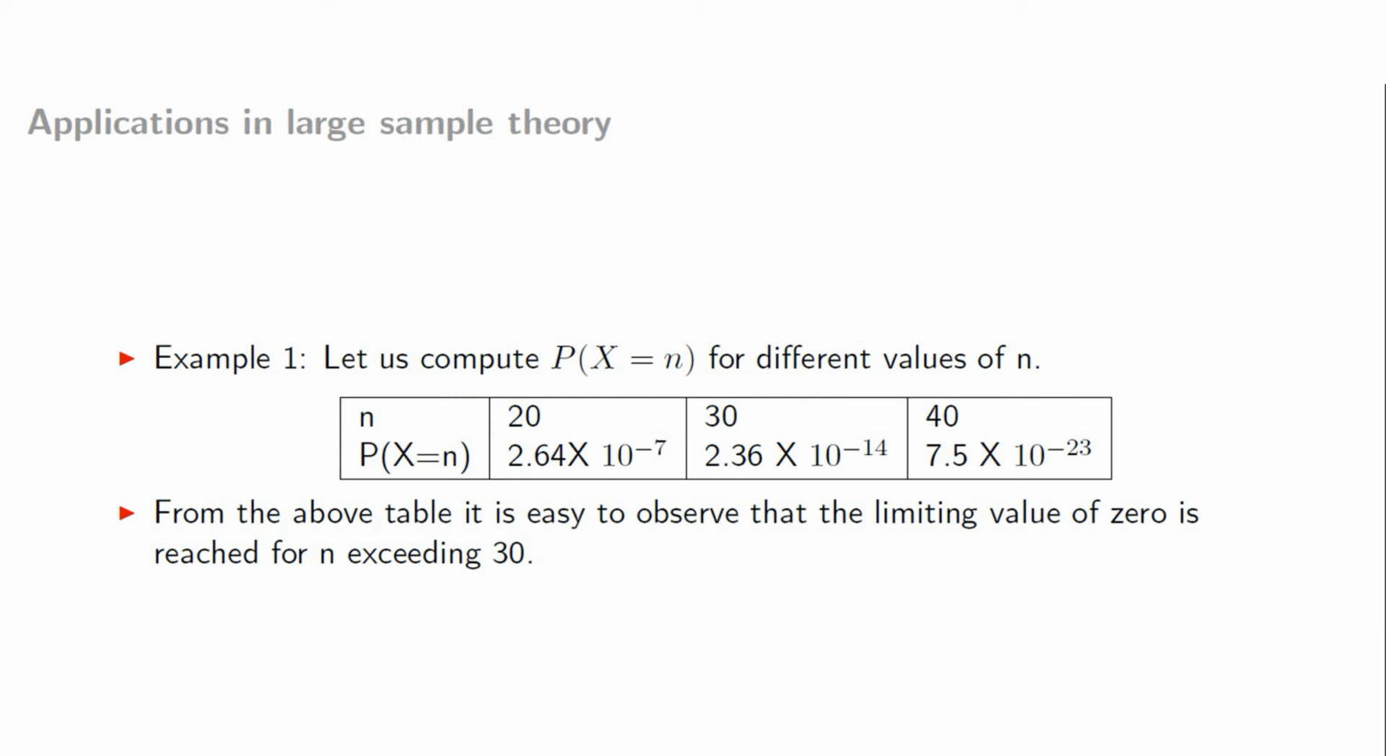Let us compute the probability X equal to n for different values of n. For example, if we take n equal to 20, we get the probability X equal to n as 2.64 multiplied by 10 to the power minus 7. If n is taken as 30, we get another quantity which is 2.36 multiplied by 10 to the power minus 14. That is, as we increase n, we get decreasing values of the probability, and for n equal to 40 we get 7.5 multiplied by 10 to the power minus 23, that is almost 0. So it is easy to observe that the limiting value of 0 is reached for n exceeding 30.